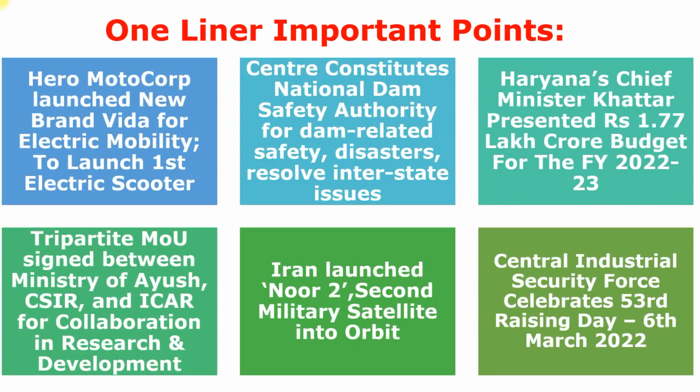Moving to next part, it is our one-liner important points. Here is the first point. Hero MotoCorp launched a new brand which is known as Vida for electric mobility and launched its first electric scooter. So Hero MotoCorp Limited has launched its new brand for the electric mobility which is known as Vida. You have to remember this keyword, and it is powered by Hero. And the production of new Vida model will be done at Hero MotoCorp Green, and the manufacturing facility is situated in Chittoor, Andhra Pradesh, and the first e-scooter of Hero MotoCorp will be launched in July 2022.